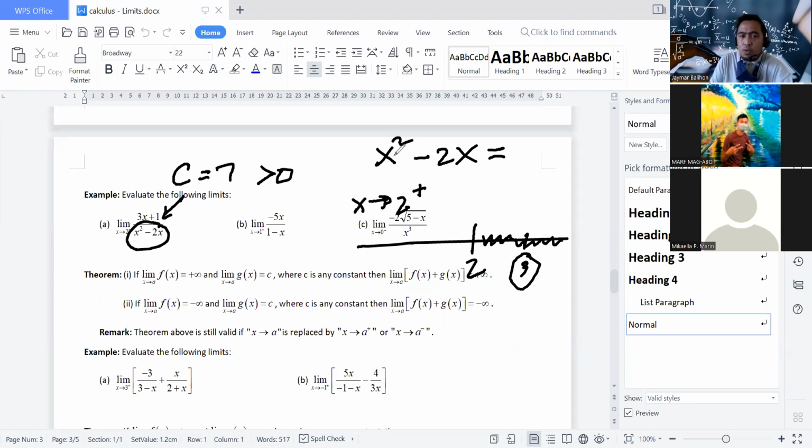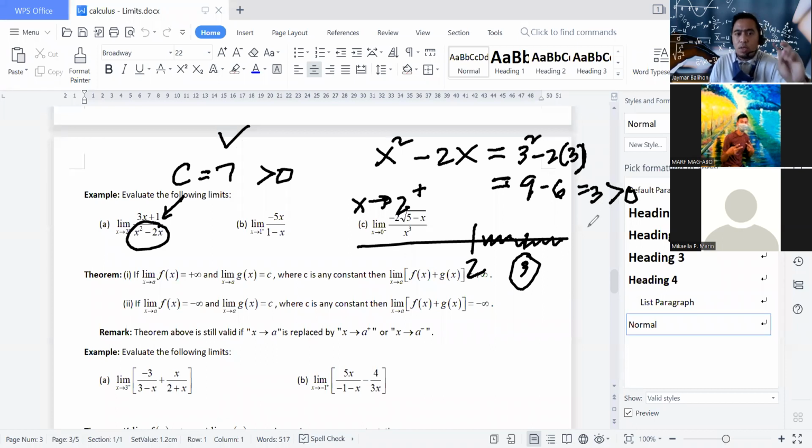So you just replace x by 3 squared minus 2 times 3. But see to it that the number you substitute is on the right-hand side of 2, since x approaches 2 from the right-hand side. So the answer there is 9 minus 6, which is 3. And 3 is positive, greater than 0, right? Agree? Yes, sir. So it is positive.